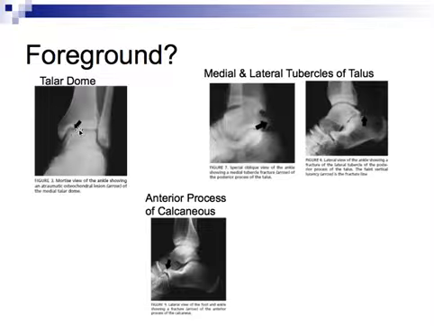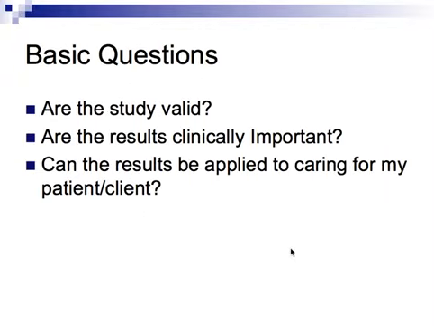And so we can see here's a talar dome fracture, which is a small chip off the trochlea of the talus, a posterior chip off the back side of the talus, and then a calcaneal fracture. Some examples of the types of fractures that occur after an ankle sprain.